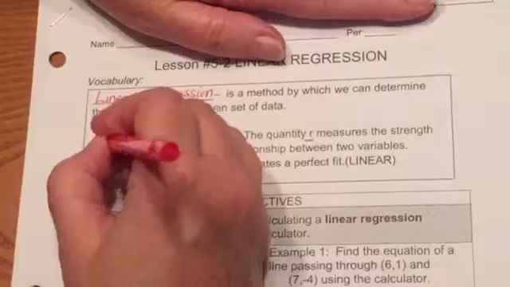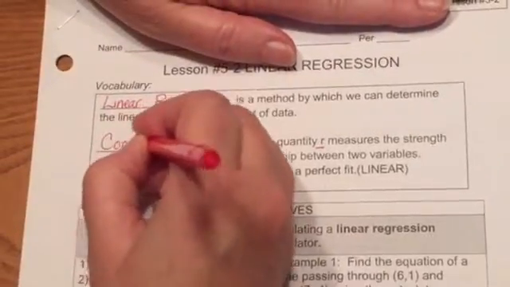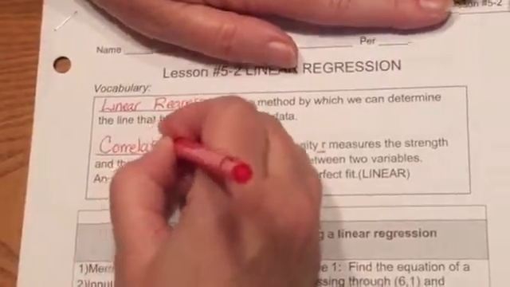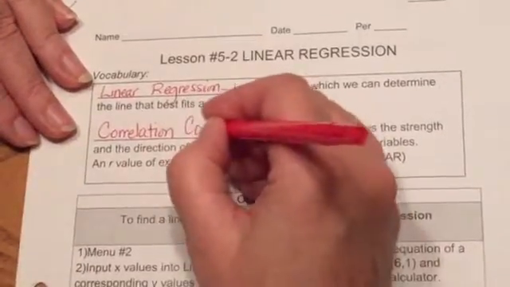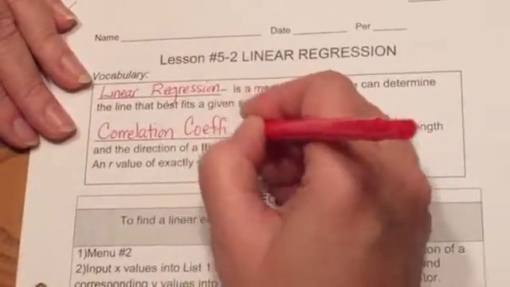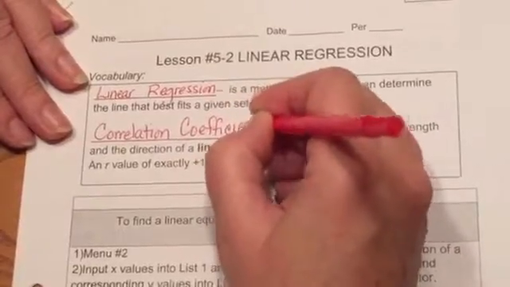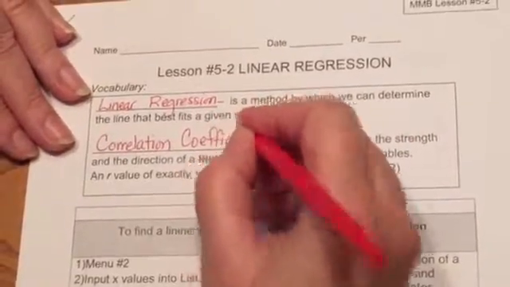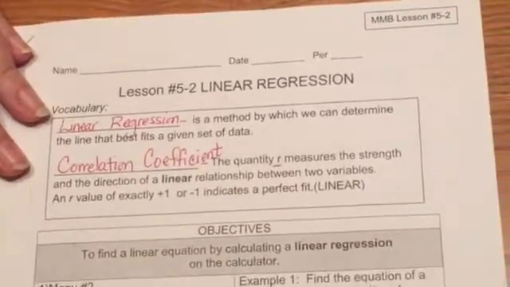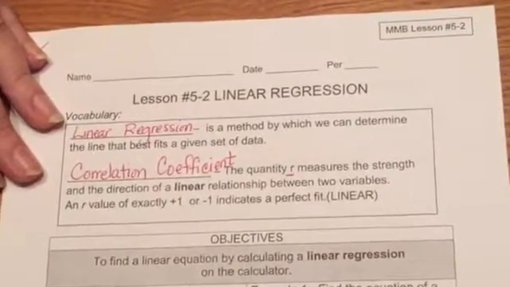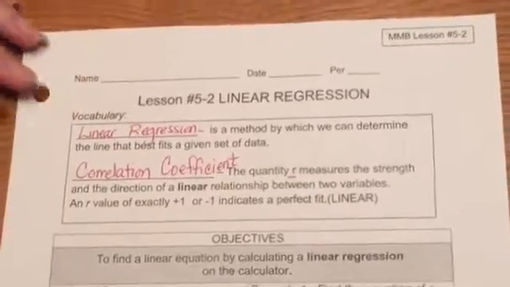So that quantity R has a special name. It's called the correlation coefficient. Correlation coefficient. So I'm just giving you a second to get those noted down.